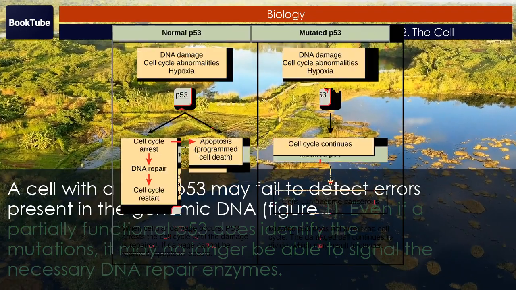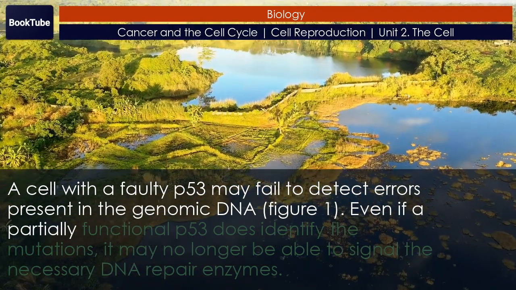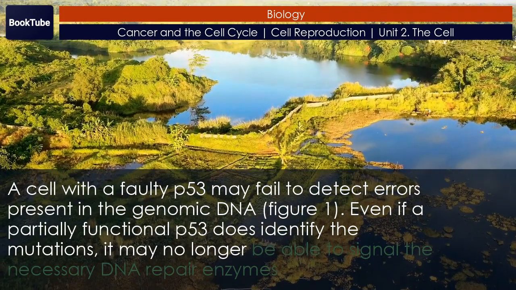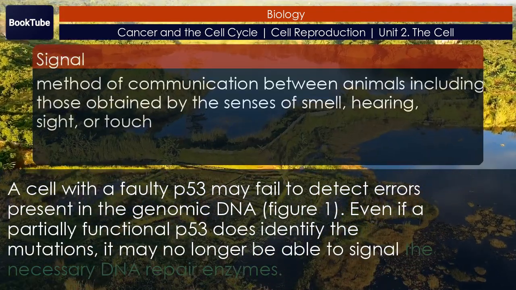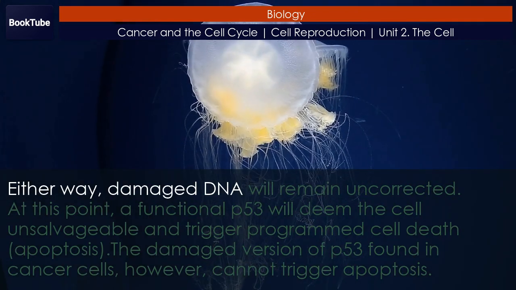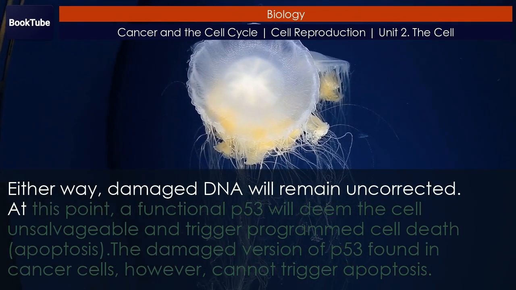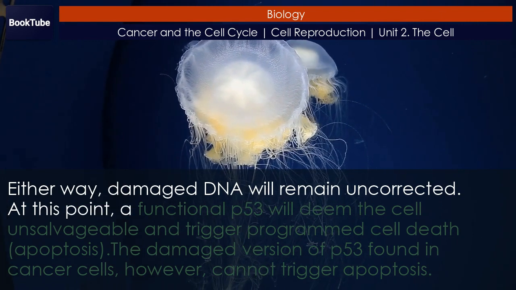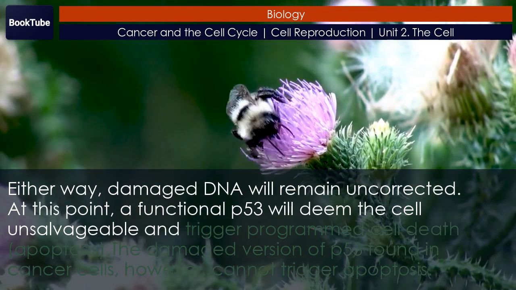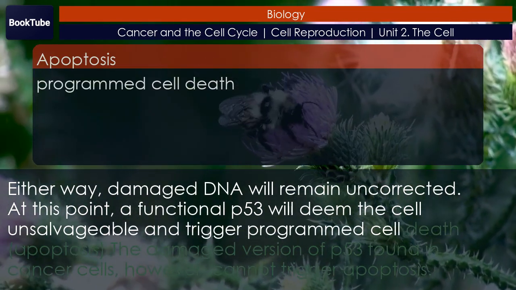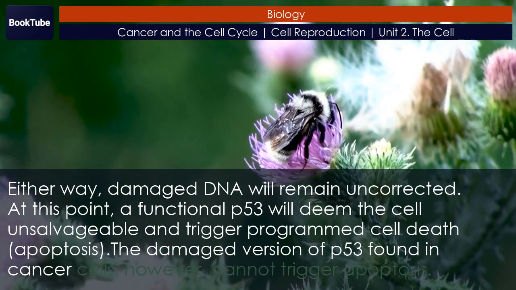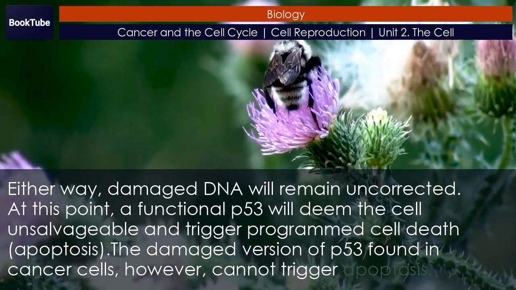Even if a partially functional p53 does identify the mutations, it may no longer be able to signal the necessary DNA repair enzymes. Either way, damaged DNA will remain uncorrected. At this point, a functional p53 will deem the cell unsalvageable and trigger programmed cell death, apoptosis. The damaged version of p53 found in cancer cells, however, cannot trigger apoptosis.